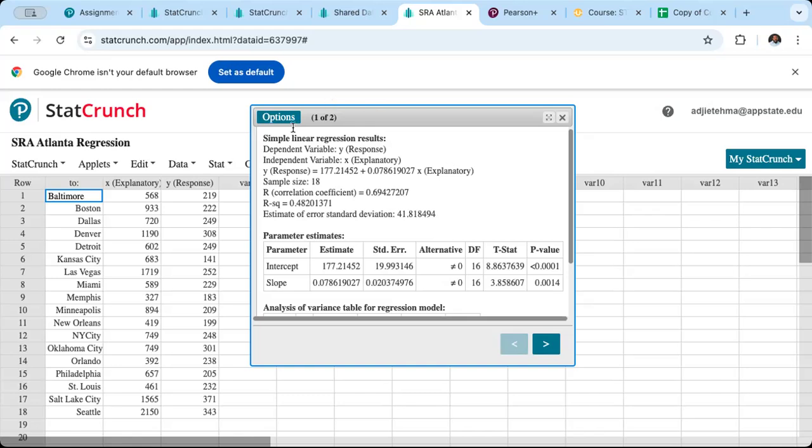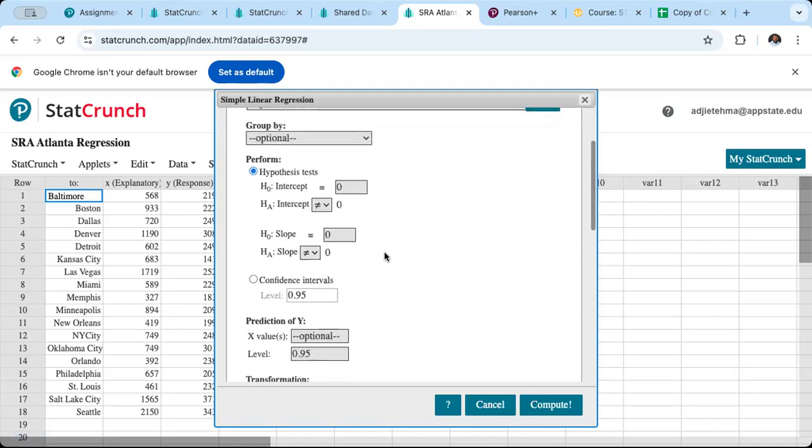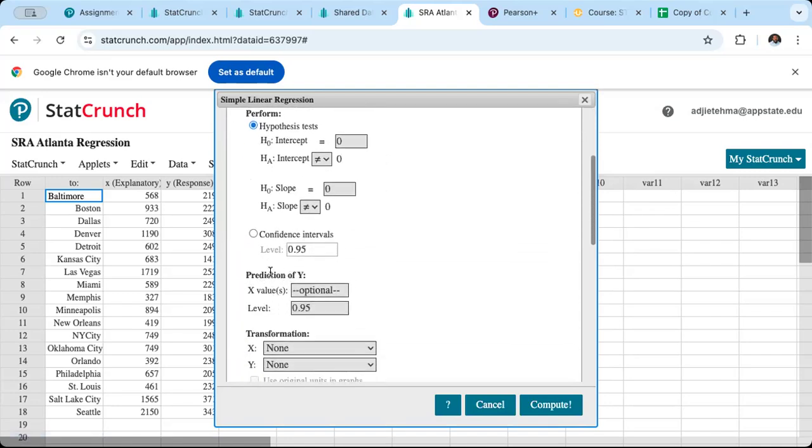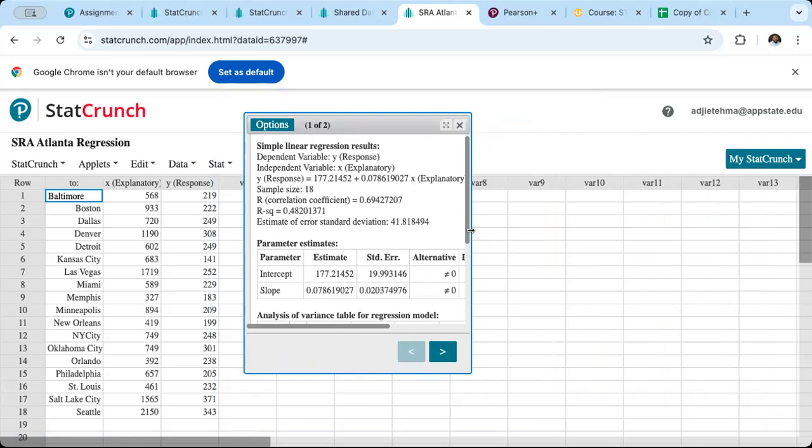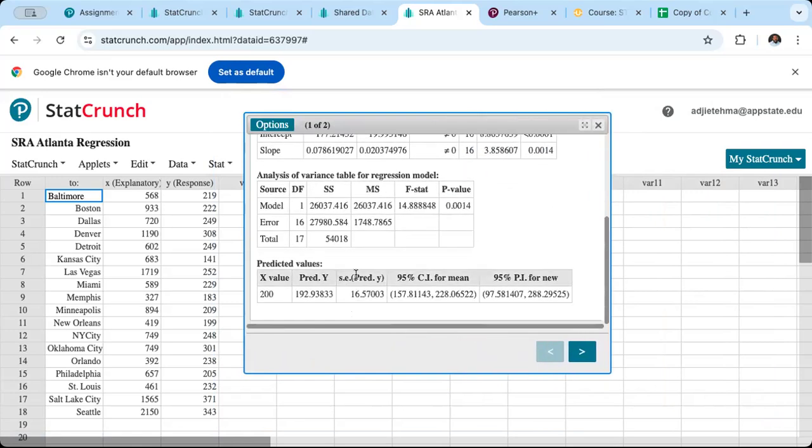All you need to do is to go to Options, Edit, and then you can come here, Prediction. Do you see? So X is what? 200. Does that make sense? And then I hit Compute. When you hit Compute, let me open this a bit and then scroll. You see? 192.936. Do you see that?